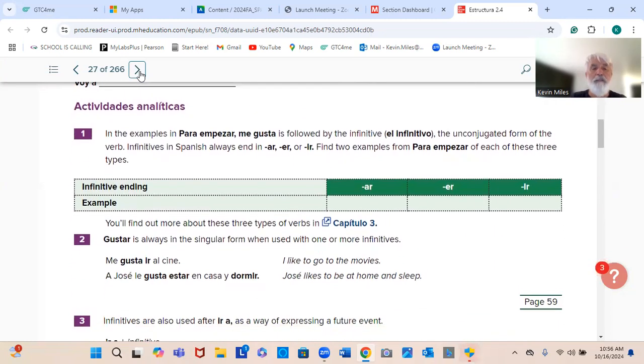So they tell us in number one, me gusta is followed by the infinitive, the unconjugated form of the verb in Spanish, and these always end in either AR, ER, or IR, okay? So I like to eat, me gusta comer. I like to speak, me gusta hablar. I like to go, me gusta ir, just to give you an example.